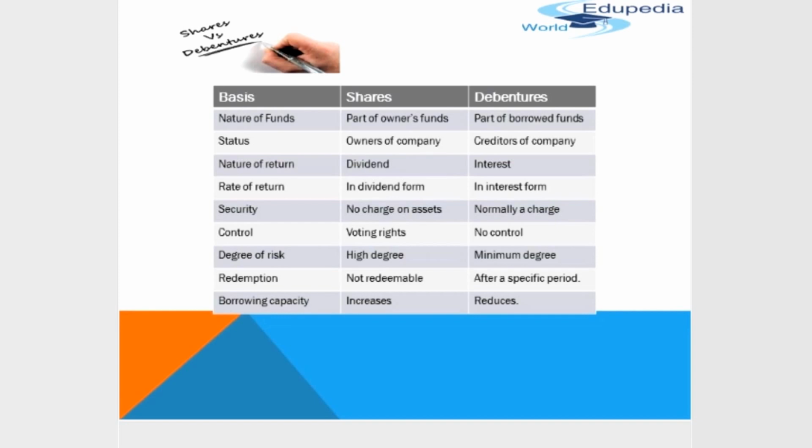Now students, I think everybody is well aware about shares and debentures now, and everybody has understood what is shares and what is debentures, their features and their comparison. Let us go ahead with the other sources of borrowed funds. Now another source of borrowed fund is loans from financial institutions.